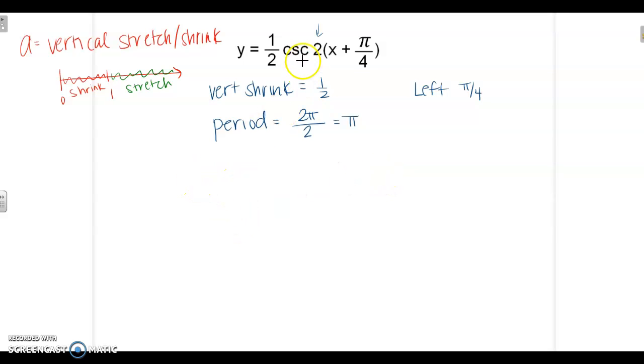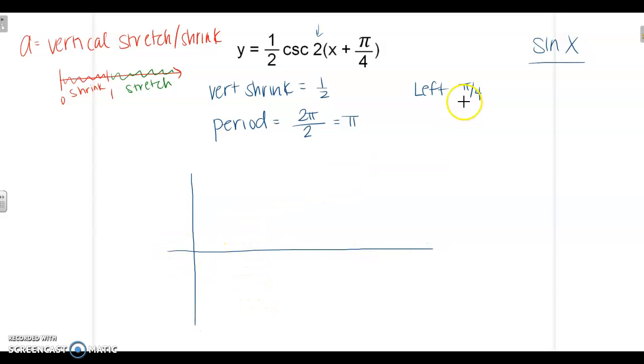Because it's cosecant, that's very closely related to sine. I'm basically going to pretend like I'm graphing this function and that it has a sine here instead of a cosecant. So just like before, I'm going to draw my vertical axis and my horizontal. And since I'm going to go left pi over 4, I am going to make some room over here. But I'm going to go ahead and label my 4 tick marks, the 4th one with the period, and I'm going to have 2 tick marks up and down.